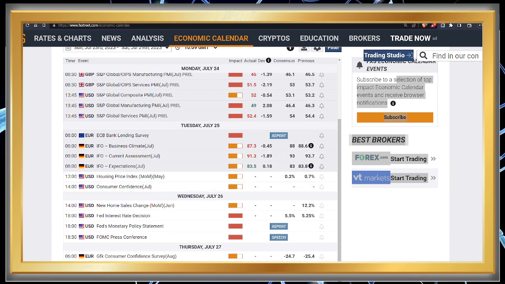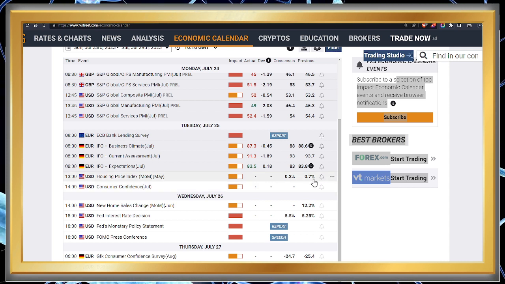The first one here is the housing price index, which is always released by the Federal Housing Finance Agency. It provides an estimated value of housing market condition, and it's an important indicator as the housing market is considered a sensitive factor to the US economy. Generally speaking, a high reading is seen as positive for the US dollar, while a low reading is considered to be negative. Now, looking at the data that came in the month of May, we have 0.7%, and economists are projecting 0.2%.